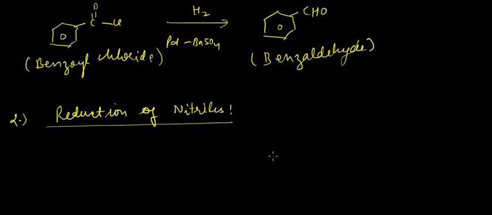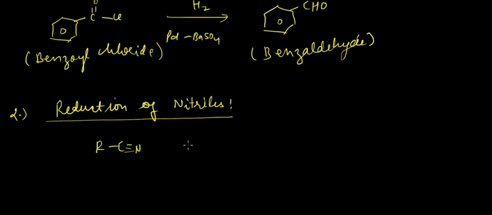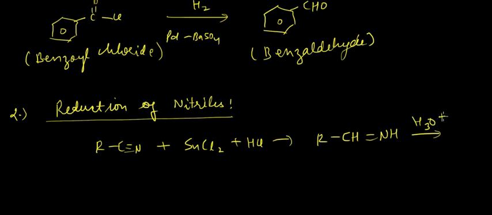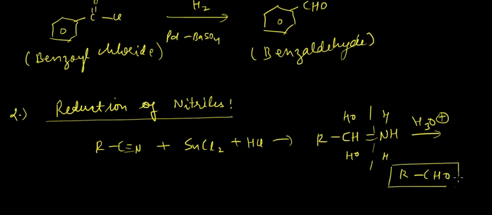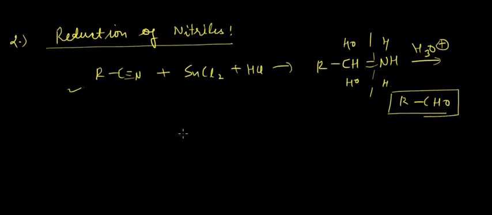So what will happen in reduction of nitriles is we have something like RCN and we are passing it in presence of SnCl2. Okay, and we are also passing some HCl. So first we'll get something like RCH double bond NH, and then if we hydrolyze it in acidic medium, what will we be getting? We will be getting an RCHO group. Okay, so for example if R was Ph, then this converted cyanobenzene to benzene carbaldehyde. Okay, so this was the second preparatory method.